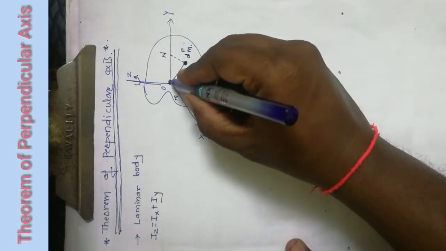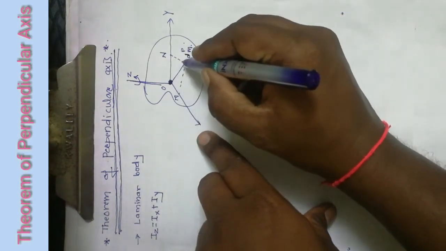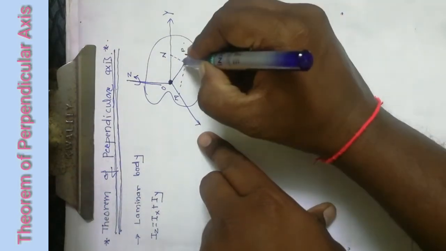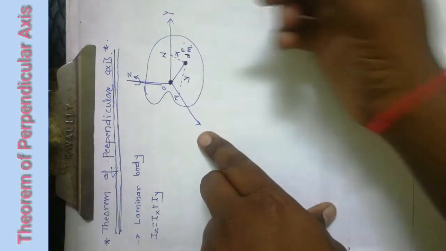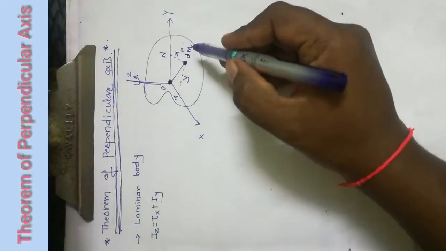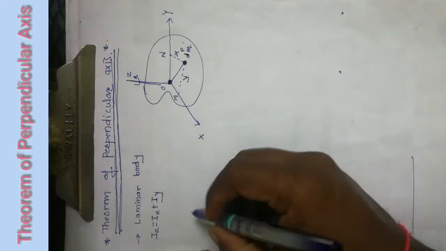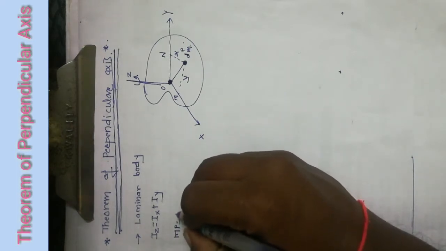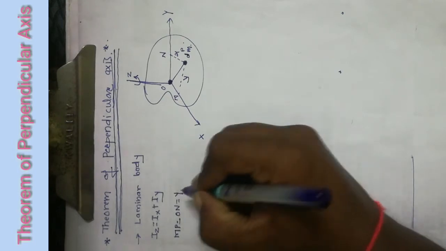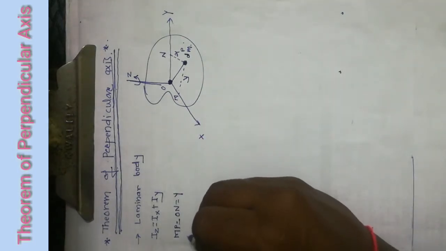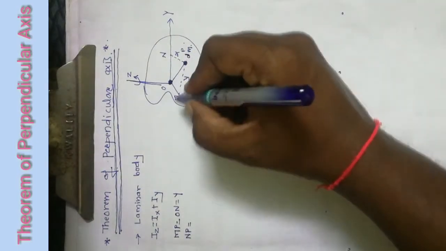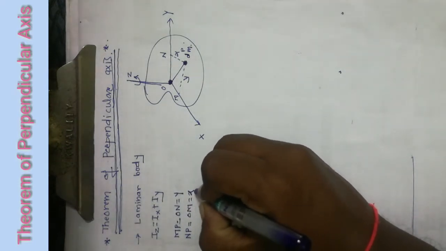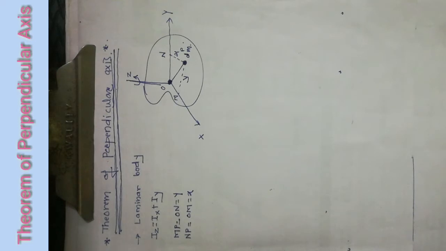Now what is this distance? See, from the x-axis, this distance is called y. This is the distance x, this is y. Now this is a dm element at a point P. Therefore we have MP equal to ON, which is equal to y, and similarly NP equal to OM, which is equal to x. These are the distances we need to consider, or we can say it is the distance of point P from the respective axis.